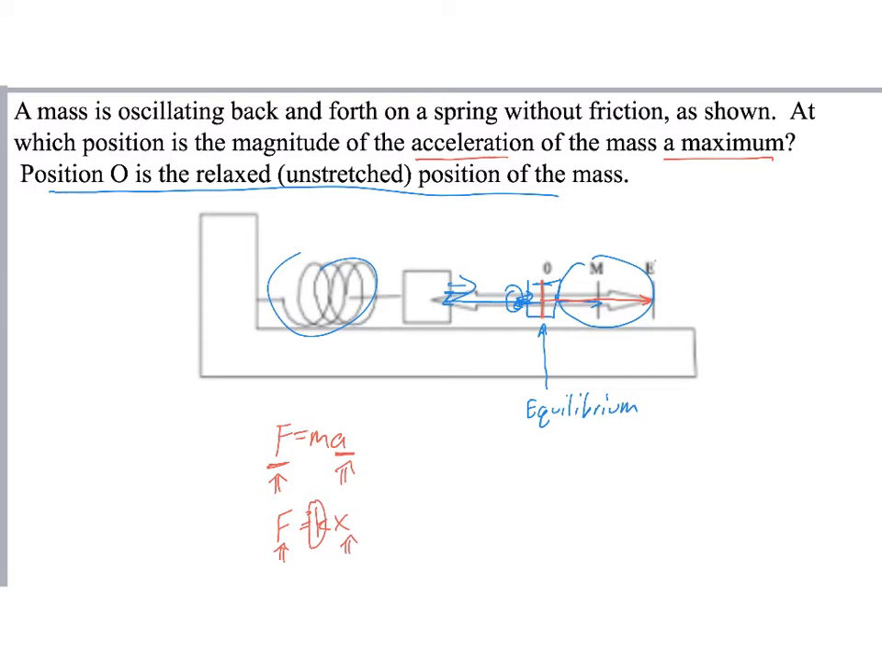Well, it's a maximum at E. That's the largest distance you're away, and you know this about springs. The larger you pull it away, the harder it's going to pull back the opposite direction. The harder it pulls back the opposite direction, the greater the acceleration. Therefore, the answer should be point E. Hopefully that's what you got. Moving on.